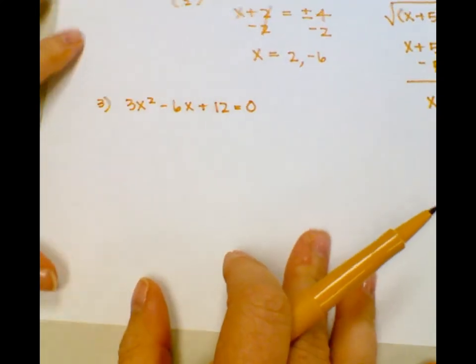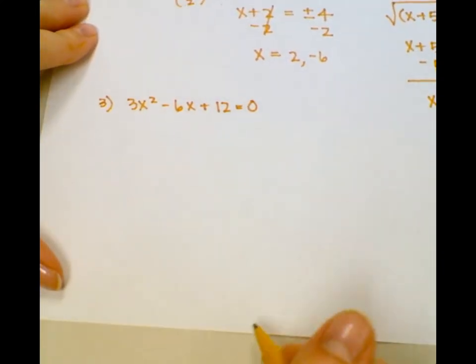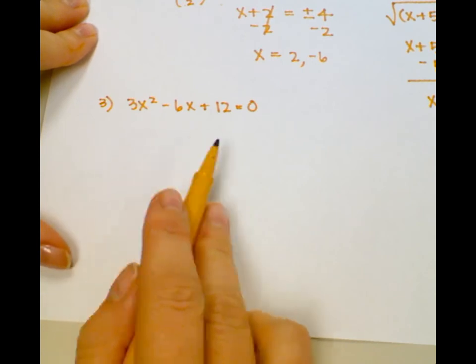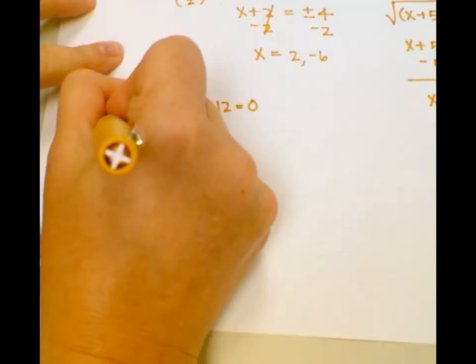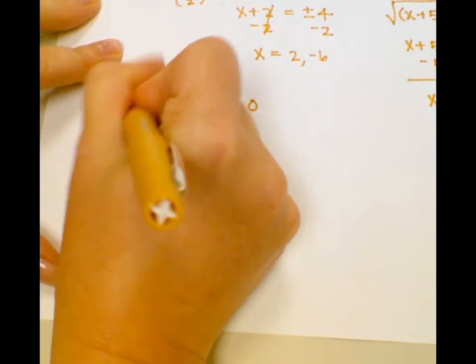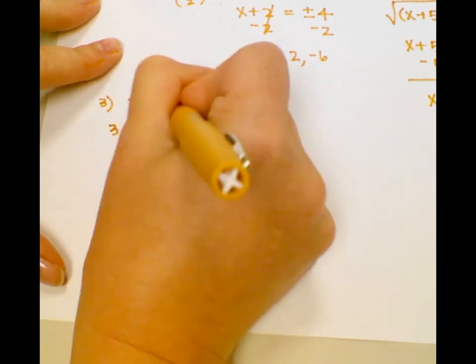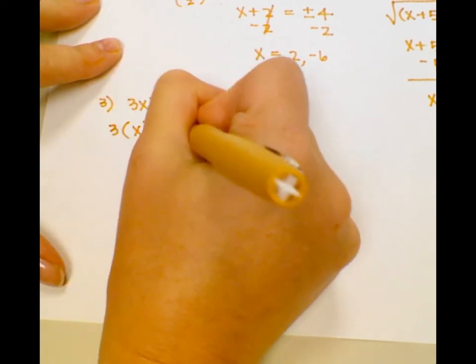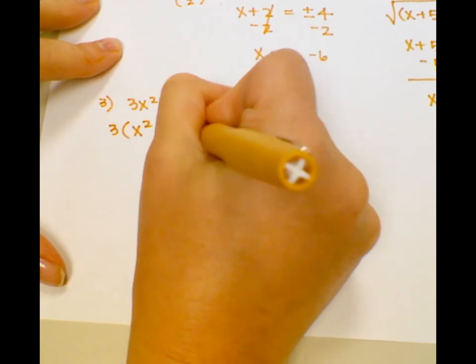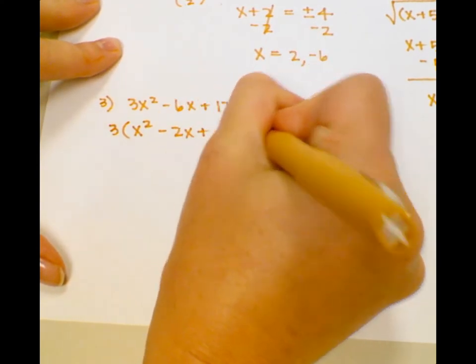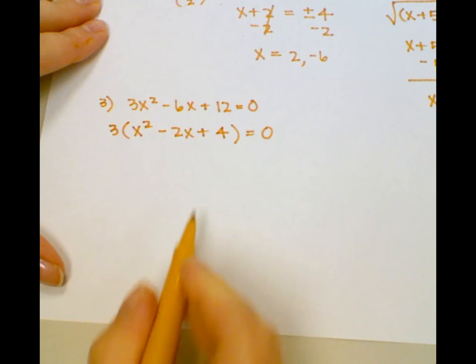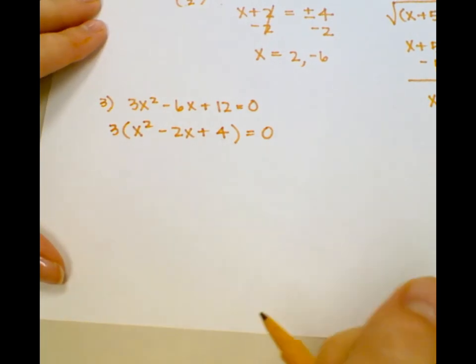So anytime you have some numbers out there, look for a GCF. You have 3, 6, and 12. What can go into all three? Good, a 3. So 3 divided by 3 is 1. 6 divided by 3 is 2. And 12 divided by 3 is 4. Now look. Now you got rid of it.